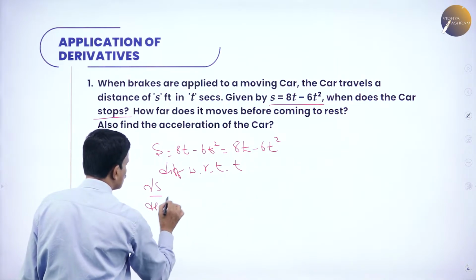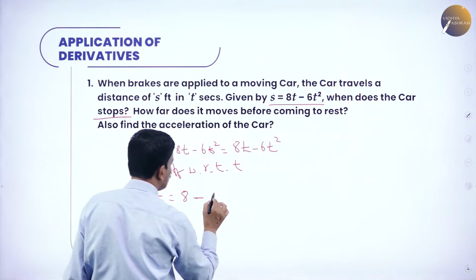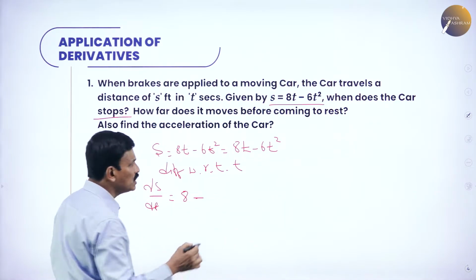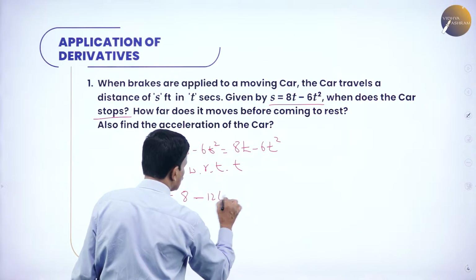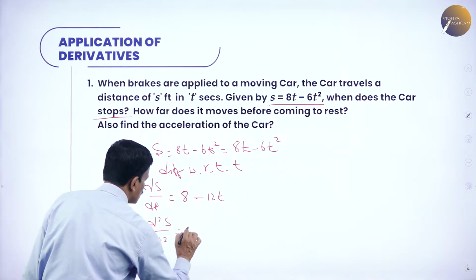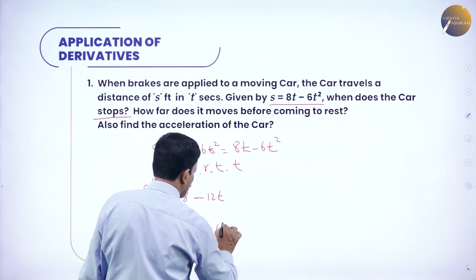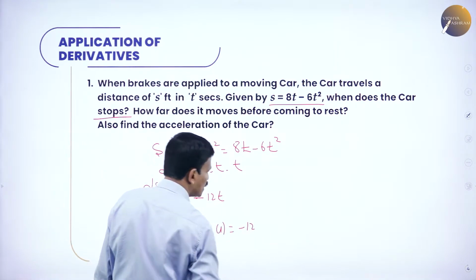ds by dt is equal to 8, differentiation of t is 1, 8 into 1 is 8, minus differentiation of t square is 2t, 6 2s are 12t. Now differentiate this again, d square s by dt square is equal to 0 minus 12 into differentiation of t is 1, this is equal to minus 12.